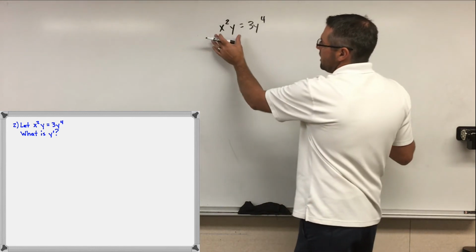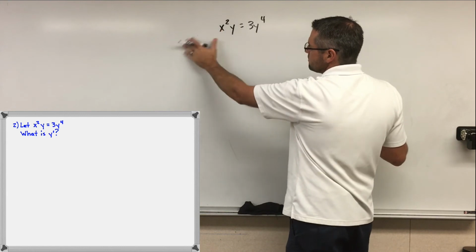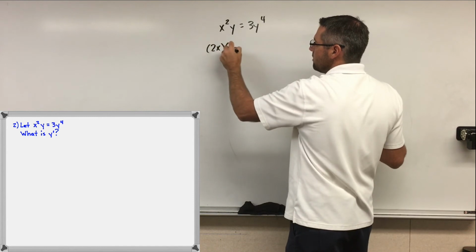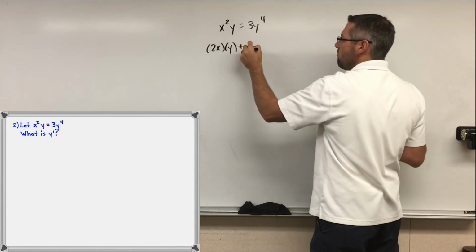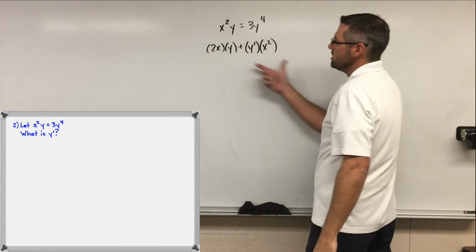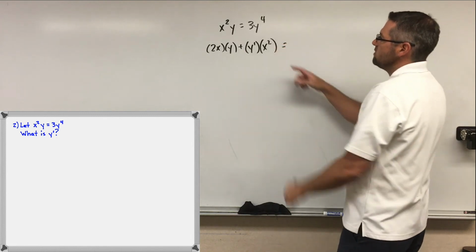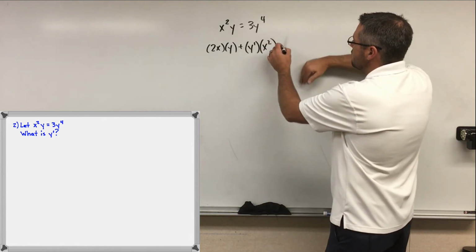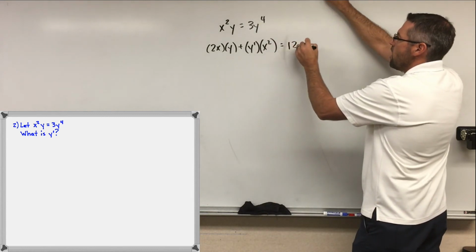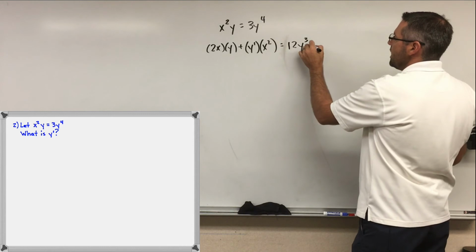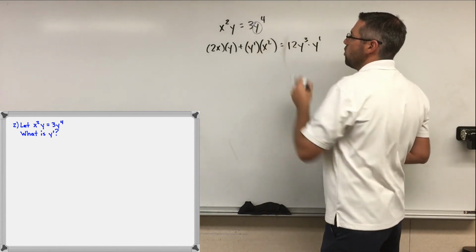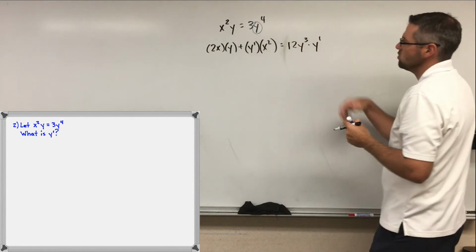So on this side, you should recognize that we have a product. And so we would say 2x times y plus the derivative of y, so plus y prime times x squared. So we did the product rule on the left. On the right, we have to use the chain rule because y we are treating as a function. So 3y to the fourth, that would be 12y cubed, and then times y prime, because the inner function here is y. So 12y cubed times y prime.